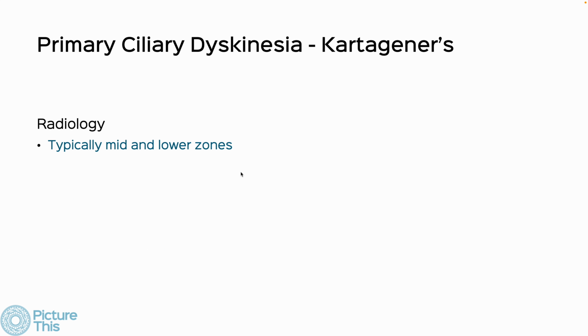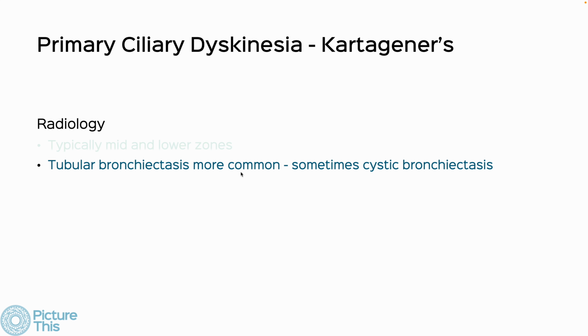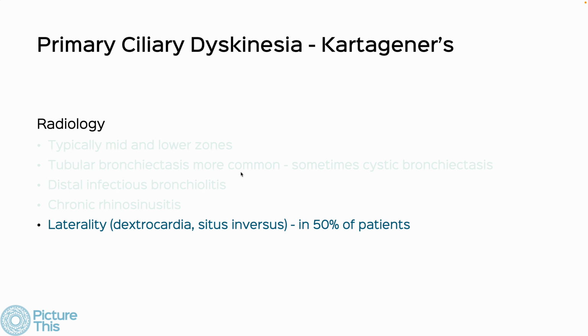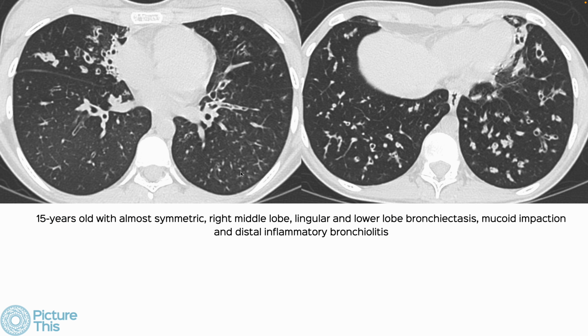Typically, we see bronchiectasis in the mid and lower zones, tubular more than cystic, distal infectious bronchiolitis because they are prone to getting infections, and chronic rhinosinusitis. And if you see laterality, then it's easier to make the diagnosis, and this is seen in 50% of patients.